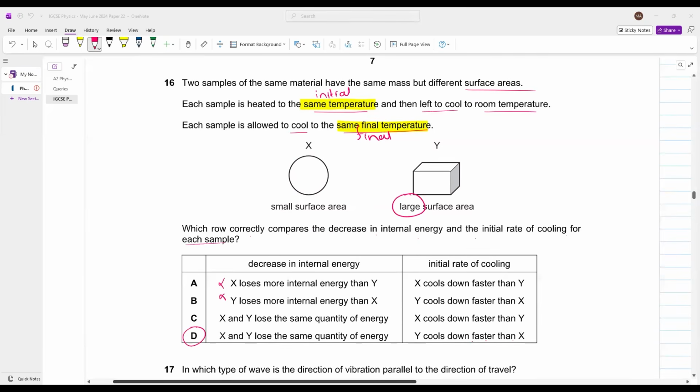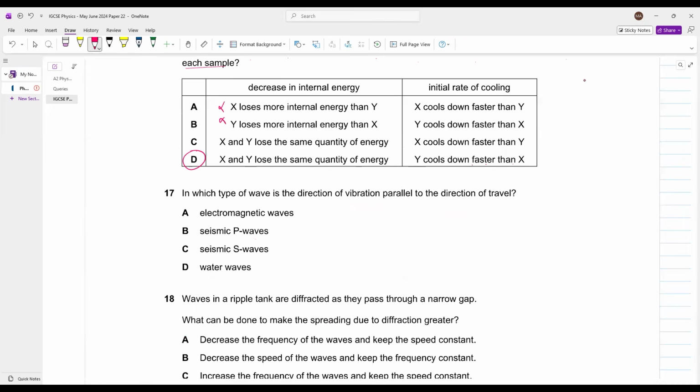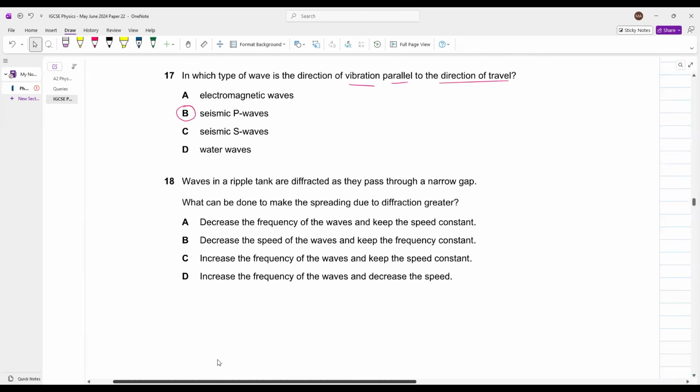Let's move ahead. Now let's see this. In which type of wave is the direction of vibration parallel to the direction of wave travel? Which wave is longitudinal? Seismic P waves. Waves in a ripple tank are diffracted as they pass through a narrow gap. What can be done to make the spreading due to diffraction greater? In what way can we increase diffraction?